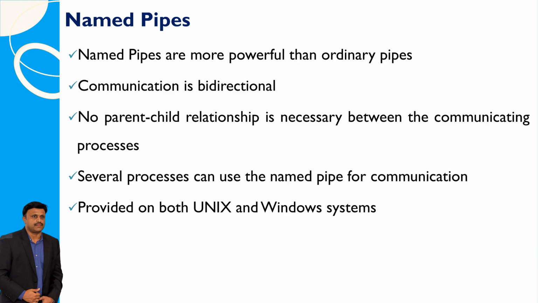Named pipes, available on both Unix and Windows systems, offer enhanced communication capabilities compared to ordinary pipes. They facilitate bidirectional communication without requiring a parent-child relationship between processes, enabling multiple processes to utilize the same named pipe for communication purposes.